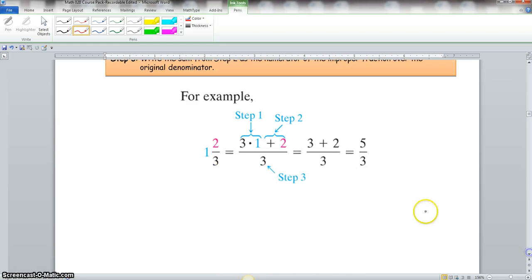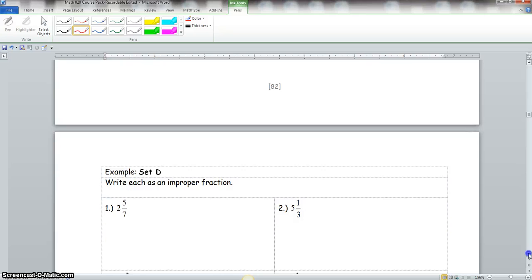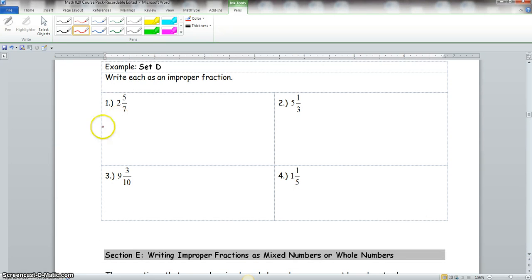Okay, now, for example, we have 1 and 2/3. So what we would do is we would take this denominator times this integer. So we add 3 times 1, and then we would add the numerator, and keep our denominator the same. According to the order of operations, we'll do multiplication before addition. 3 times 1 is 3, plus 2, all over 3. 3 plus 2 is 5, and that's over 3. So it's 5/3. Now we're going to try some problems here.